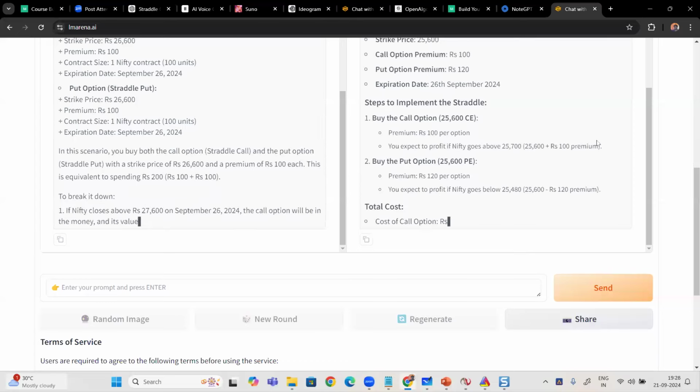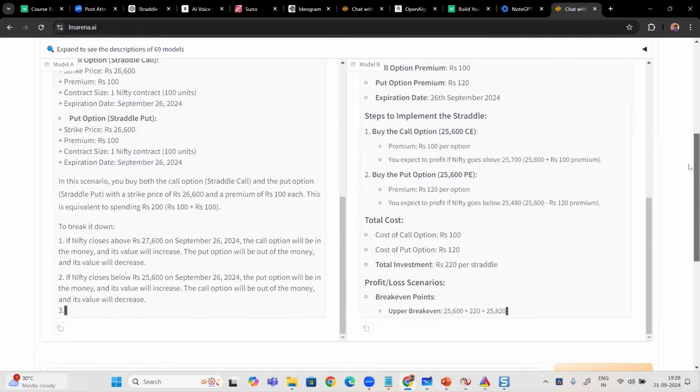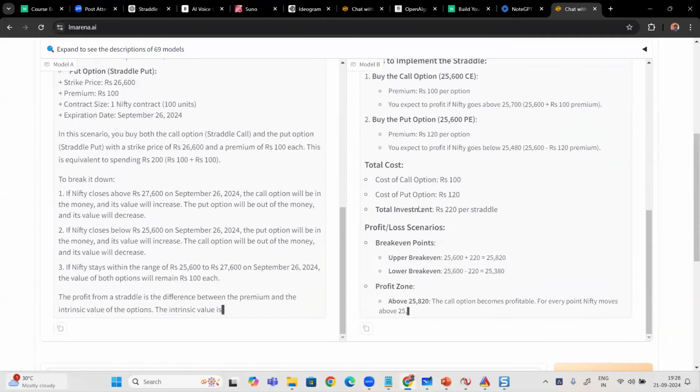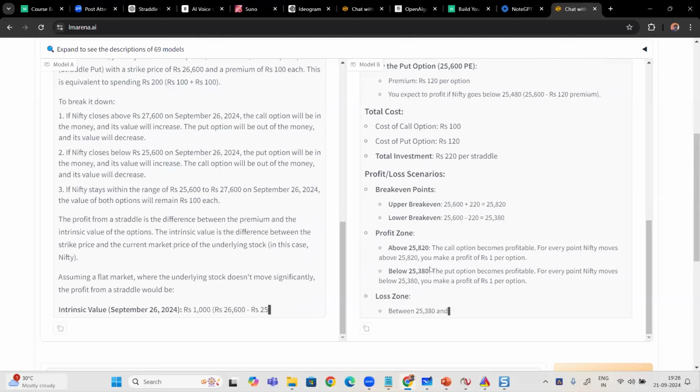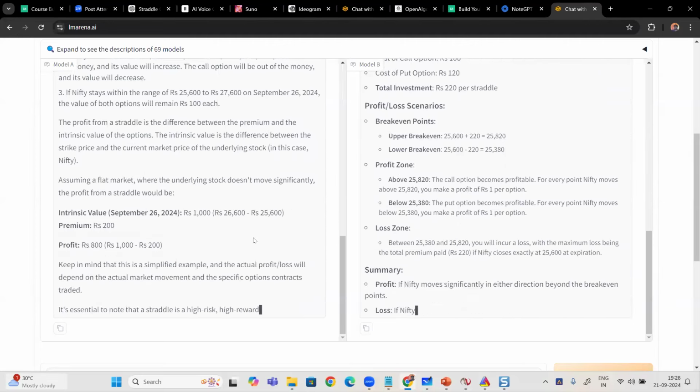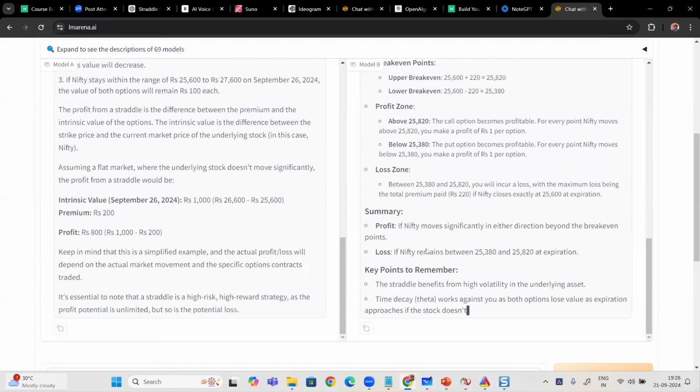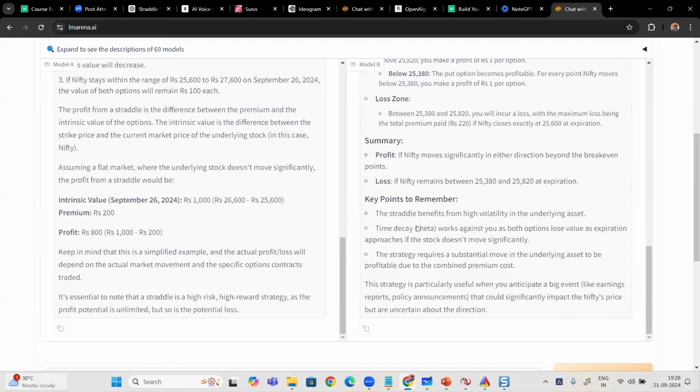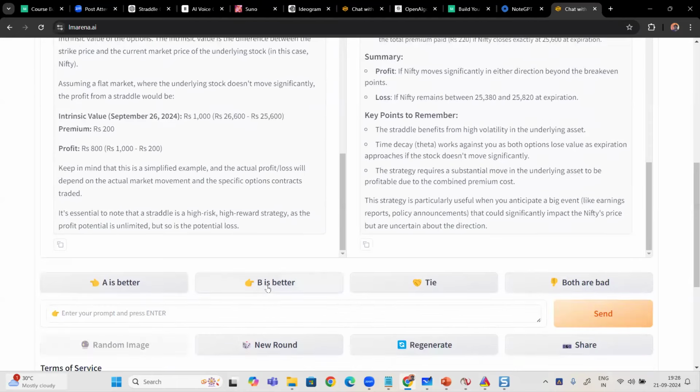So what do you think? Which model looks better? I think model B looks better to me. It's giving me a profit and loss scenario, a profit zone, right? It's also giving me some key points to remember as well. It keeps continuing. So for me, maybe B looks better.